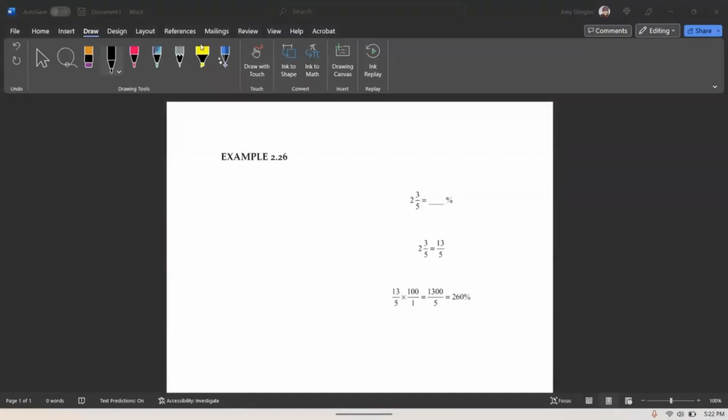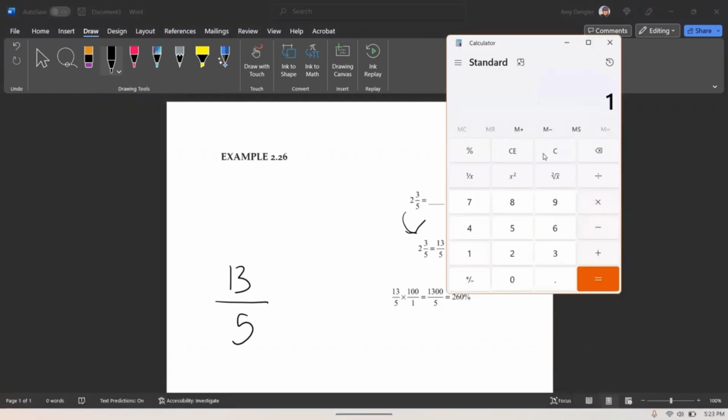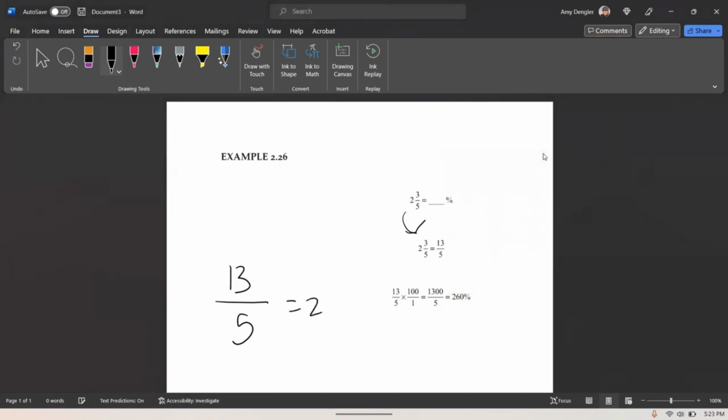So example 2.26 is the same thing. We have a fraction, we're turning it into a percent. The only difference is we have a mixed number. You can see here they've already done the math. 13 over 5 is our mixed number, and then we would divide 13 by 5, and then multiply that by 100. So 2.6, and then multiply that by 100, and we get 260%. So you can see here how they did that.